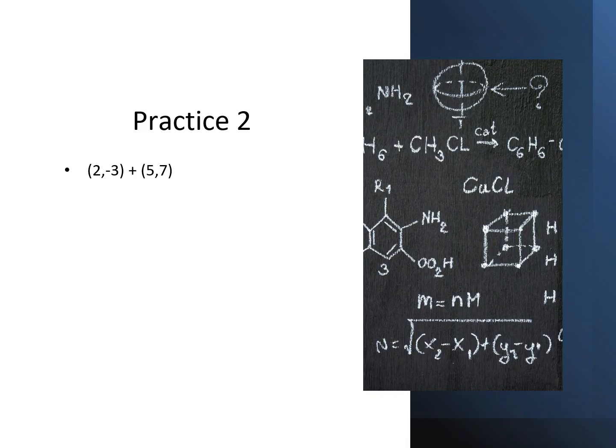Another practice exercise: adding the component vectors (2, -3) and (5, 7). Here we add (2, -3) vertically with (5, 7), adding the x components together: 2 plus 5 is 7. Negative 3 plus 7 is 4.